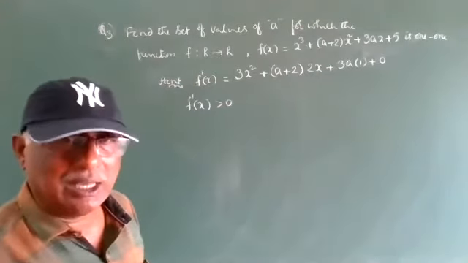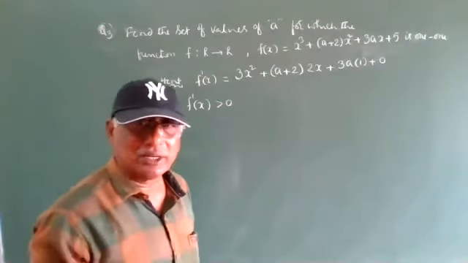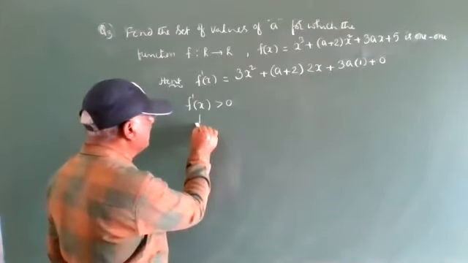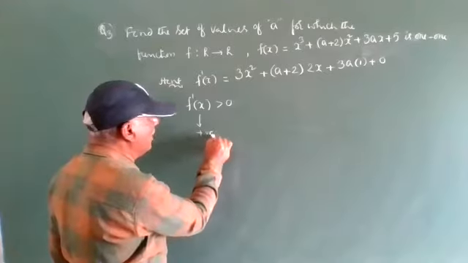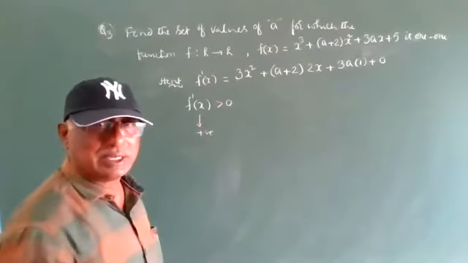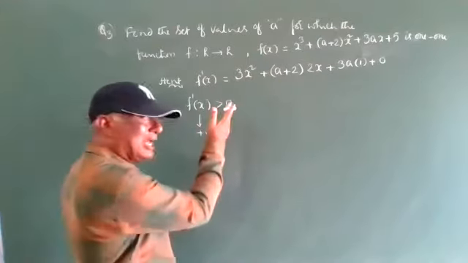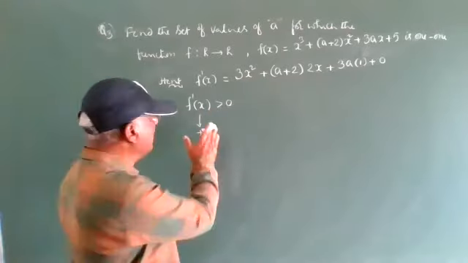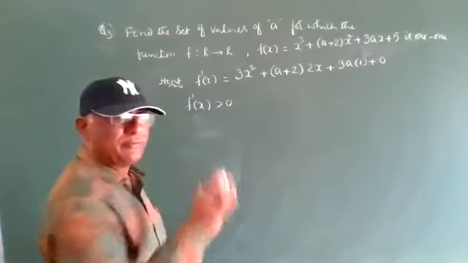Any one function is a one-one function. So f dash x greater than 0 means f dash x is a positive value. Positive values are increasing, okay? Less than 0 means negative values are decreasing. So here is the positive value, increasing function.